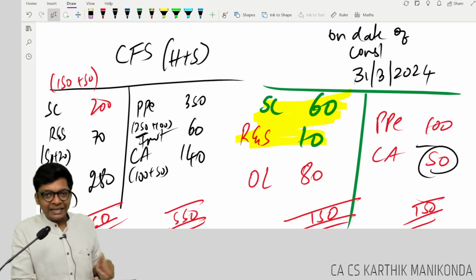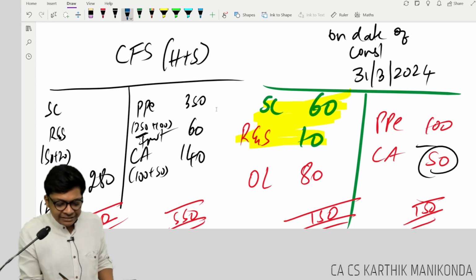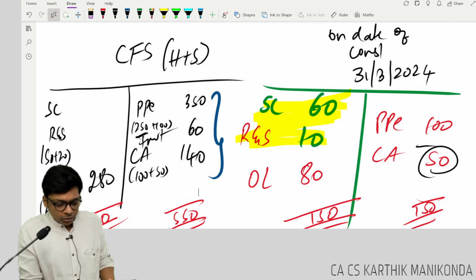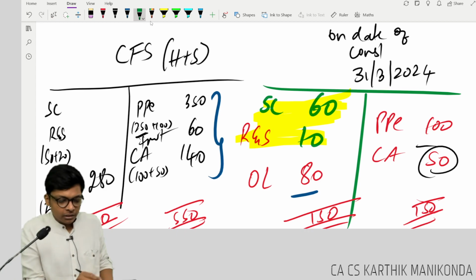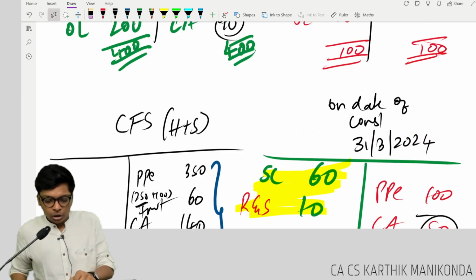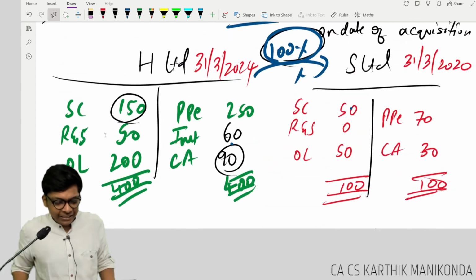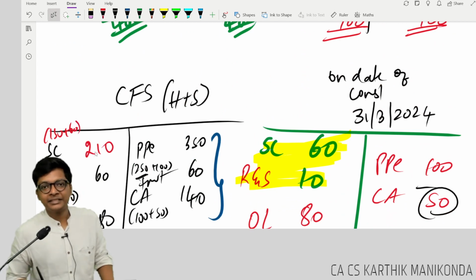So now when I am doing line by line addition, look at the changes that will happen, guys. Is there any change on the asset side? No. But liability side, 200 plus 80 also remains the same, but reserves will now be instead of 50 plus 20, it's going to become 50 plus 10. Reserves will be 60 and share capital will be 150 plus 60, 210, 100% acquired.